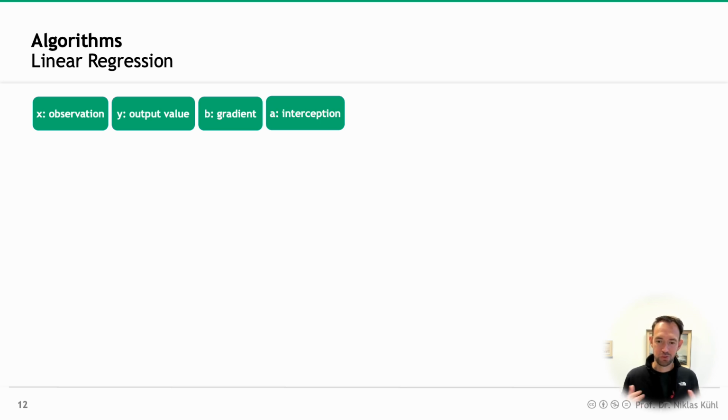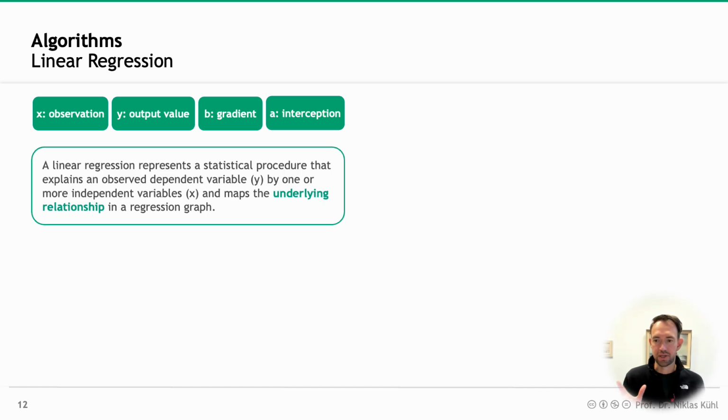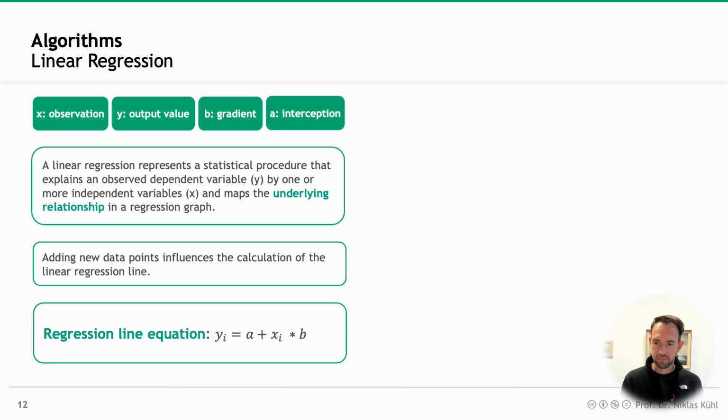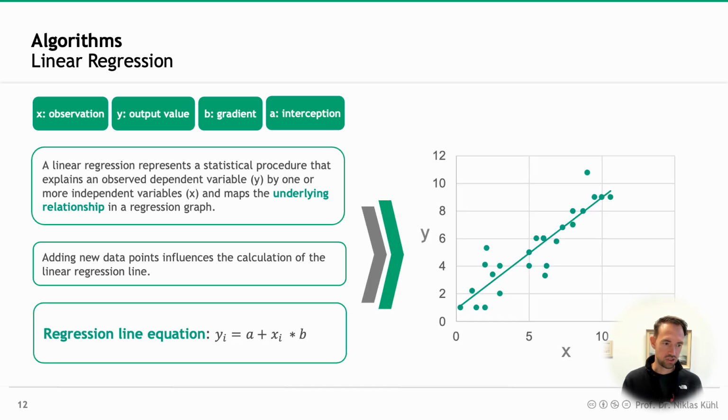You see that there are a few terms on how to call things, but now I think we're clear on that. You have the gradient and you have the intercept. And a linear regression represents a statistical procedure that explains this observed dependent variable, the y, by one or typically multiple independent variables x, and then it maps the underlying relationship in a so-called regression graph, right? You can visualize this very nicely on the one hand by a formula, but also on the other hand visually as a graph shows over here.